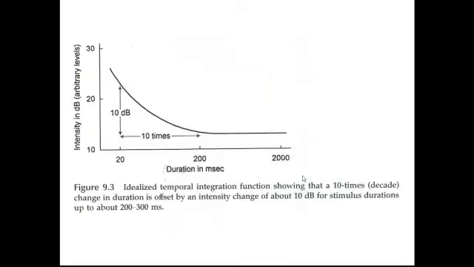So here's the graphic I was talking about. And we have duration in milliseconds along the x-axis, and we have the intensity in dB along the y-axis. And what you can see is if we increase the duration by 10 times, then our threshold is decreased by 10 decibels. Or you could go backwards the opposite way. If we decrease our duration by 10 times, then we have to increase the intensity by 10 dB to perceive it at the same loudness.